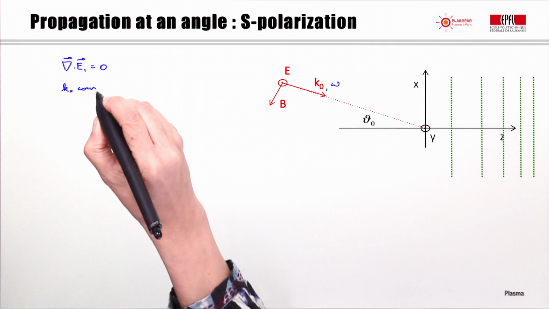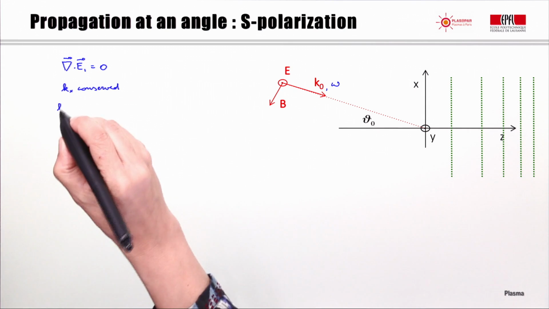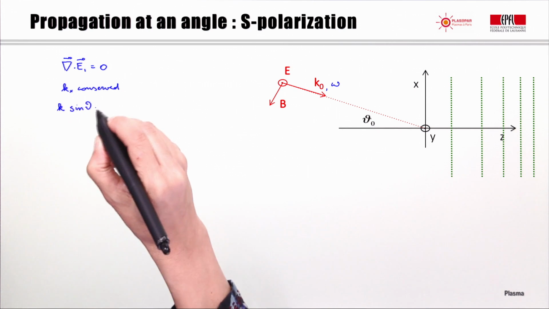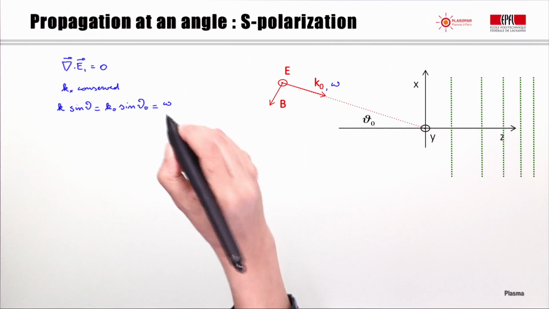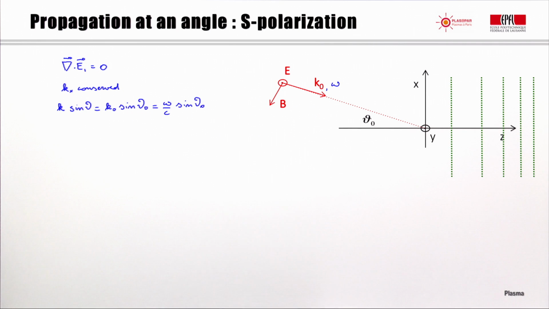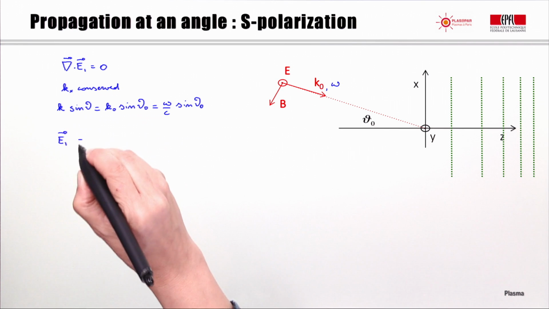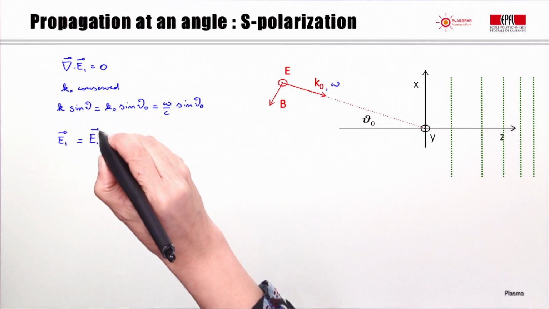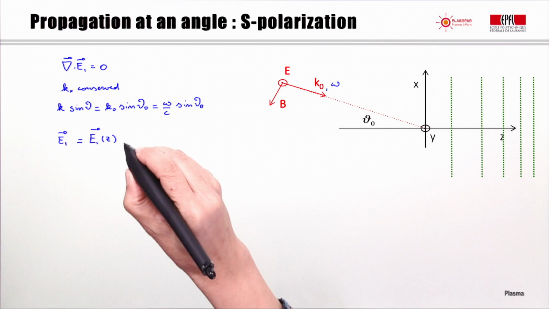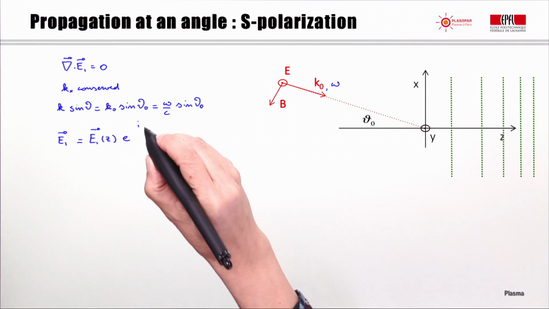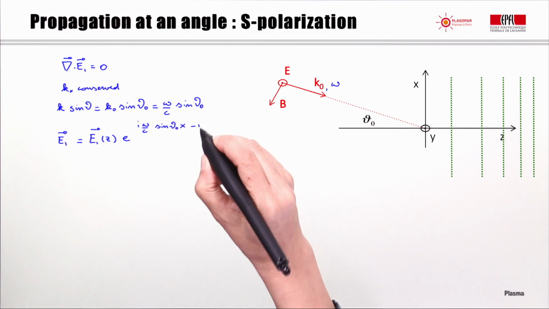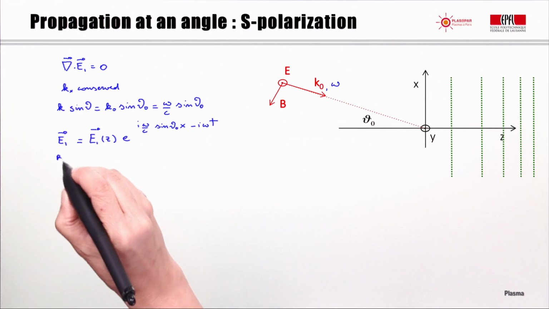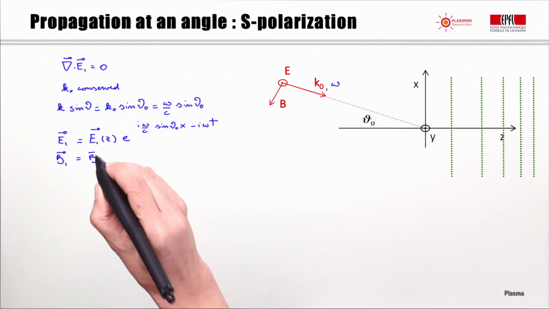Explicitly, I can write this as k sine of theta equal to its initial value, that I can express in terms of the frequency. By using this, we can take the following form for the electric and magnetic field: the electric field is equal to a function of z that we need to calculate, while we can take a simple wave solution for the other component. And same thing for the magnetic field.